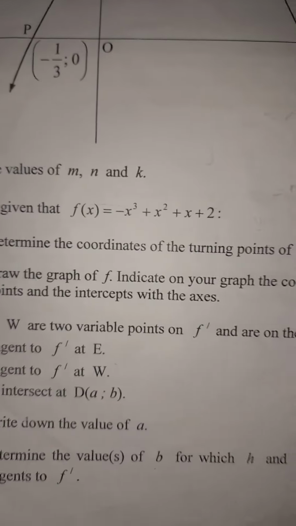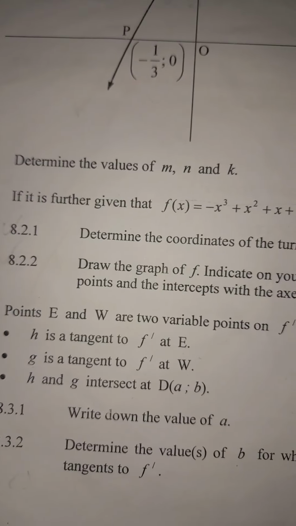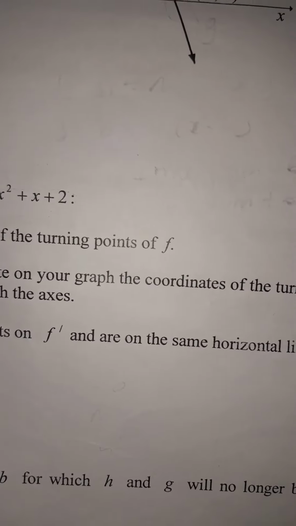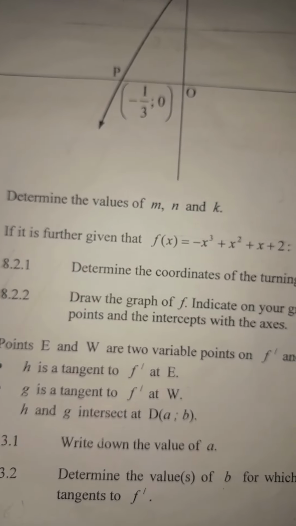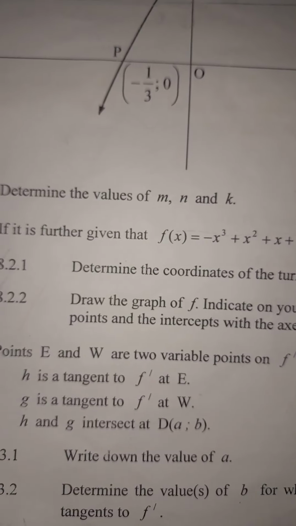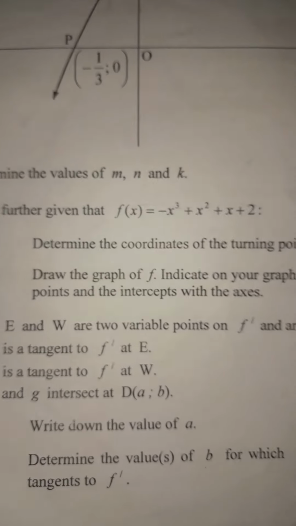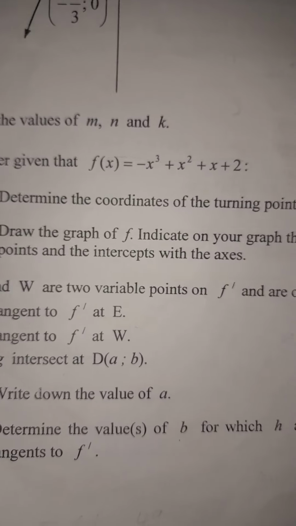Then we are at 8.3. Points E and W are two variables on the first derivative on the same horizontal line. So H is a tangent to F at E, and G is a tangent to the first derivative at W, and they both intersect at D, which is (A, B). Write down the value of A.